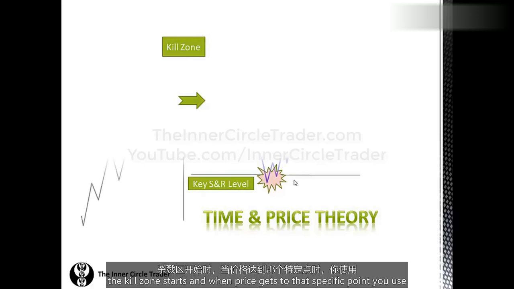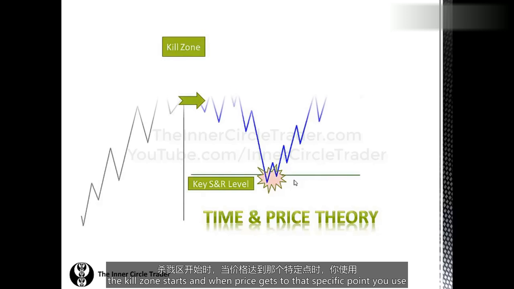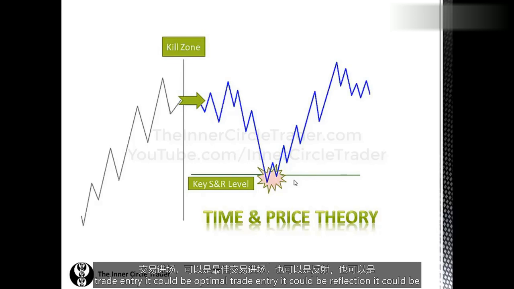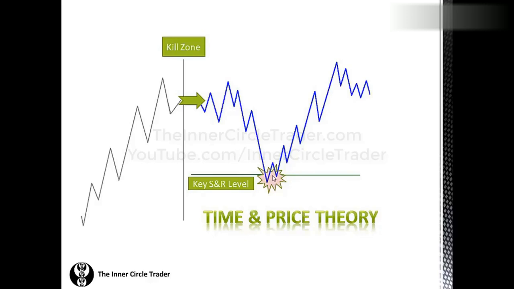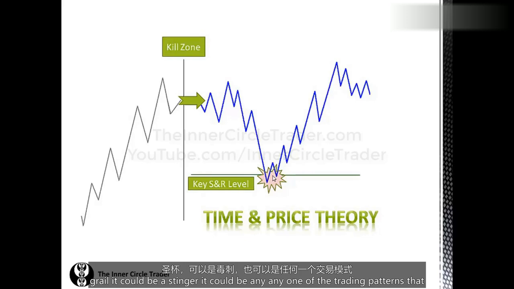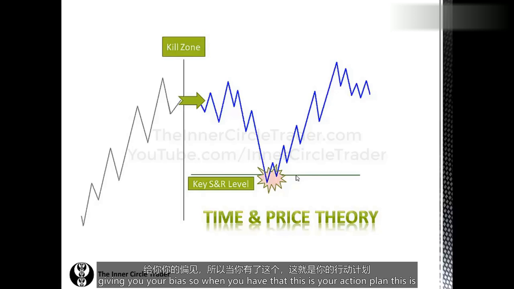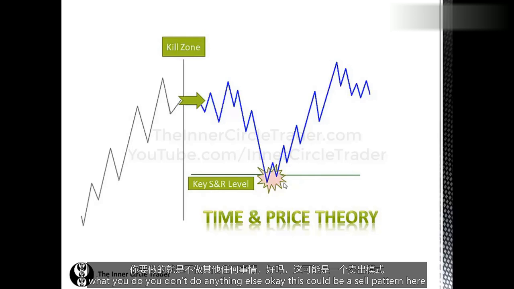You wait until the kill zone starts, and when price gets to that specific point, you use whatever entry technique or concept you're going to be utilizing for your trade entry. It could be optimal trade entry, it could be reflection, it could be a grail, it could be a stinger, it could be any one of the trading patterns that you're utilizing, but it's happening at a key support resistance level with the higher time frame of the 3 time frames you use for market structure giving you your bias. So when you have that, this is your action plan. This is what you do. You don't do anything else.